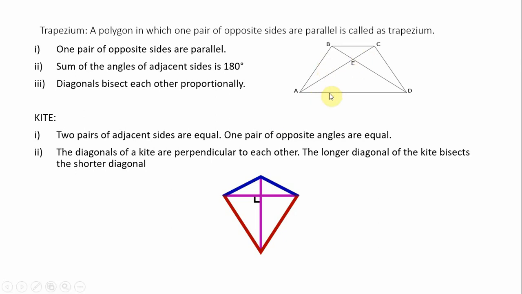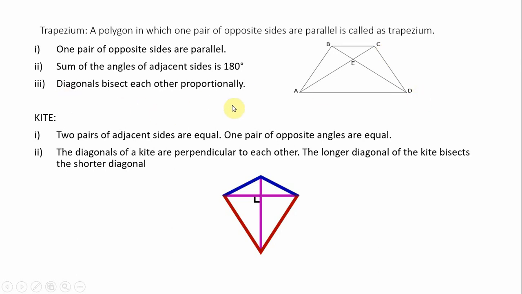So here BC is parallel to AD but AB is not parallel to CD. So a polygon with one pair of opposite sides parallel is called a trapezium. The sum of the angles on the same leg is 180 degrees. Means what? Angle A plus angle B is equal to 180 degrees. Understand? Angle A plus angle D need not be equal to 180 degrees. Angle A plus angle B is equal to 180 degrees. Similarly, angle C plus angle D is equal to 180 degrees.